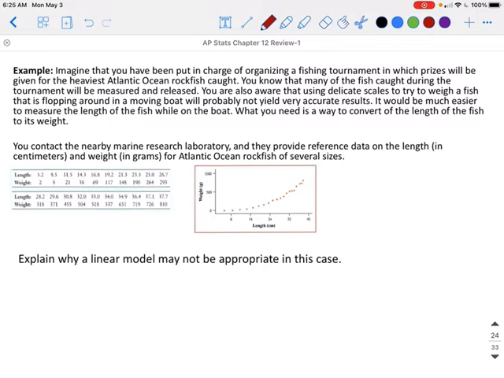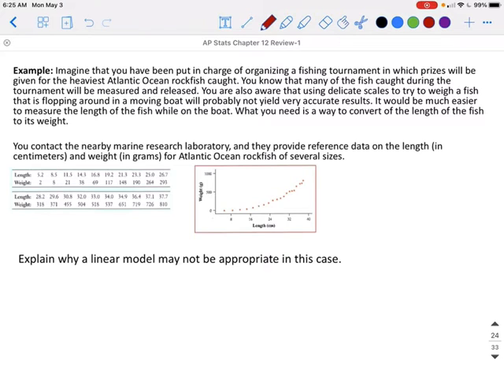It would be much easier to measure the length of the fish while on the boat. What you need is a way to convert the length of the fish to its weight. You contact a nearby marine research laboratory and they provide reference data on the length in centimeters and weight in grams for Atlantic Ocean rockfish of several sizes. Explain why a linear model may not be appropriate for this case.